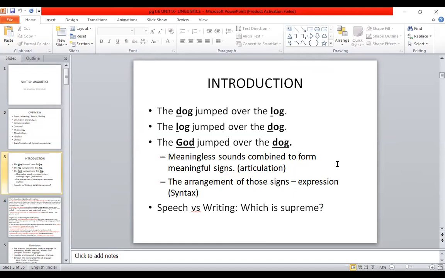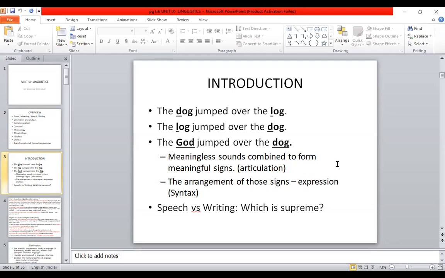The moment you listen to this sentence, the dog jumped over the log, the way the human mind understands is through images. So the first thing that we get is a mental image of a dog jumping over a log. Now, who taught us to imagine this dog? I would have thought of a Pomeranian.